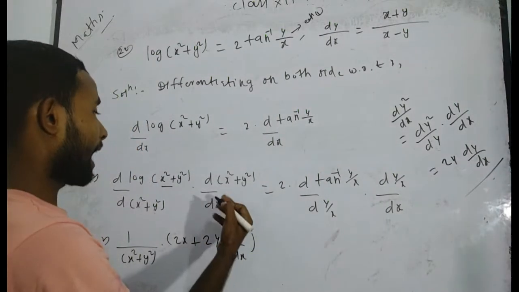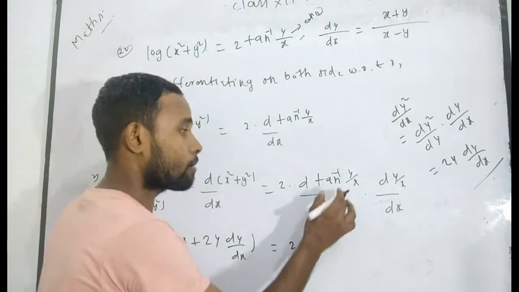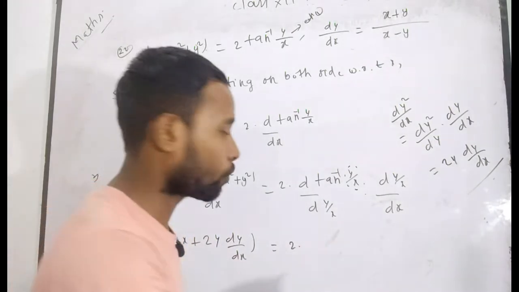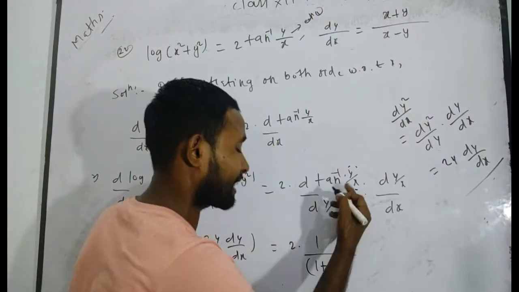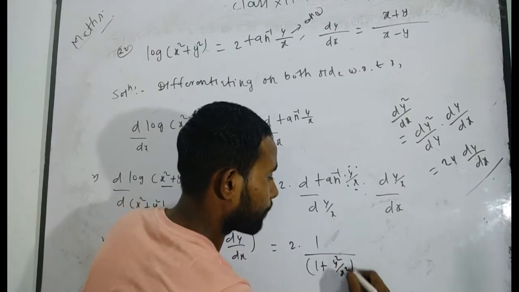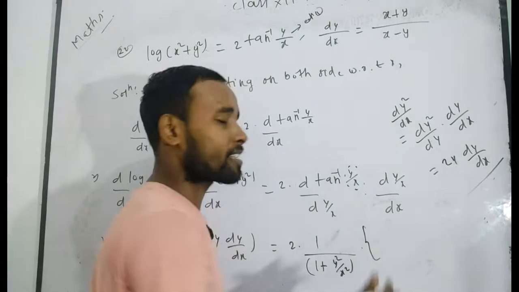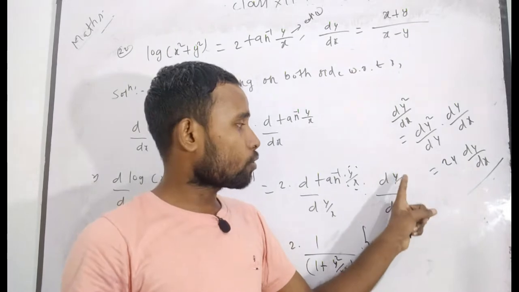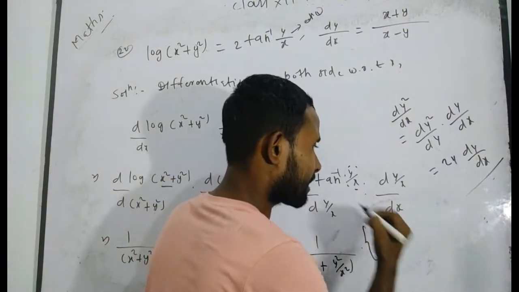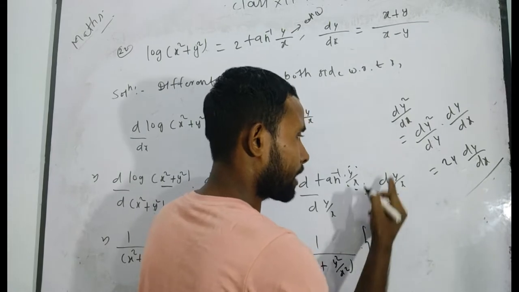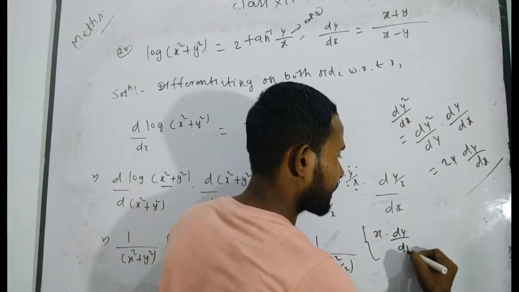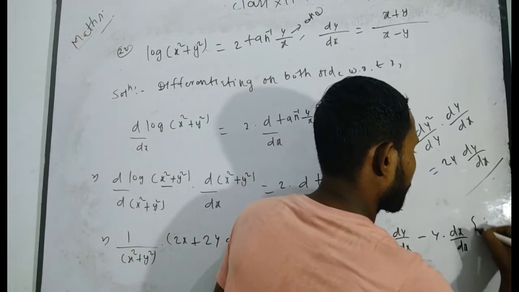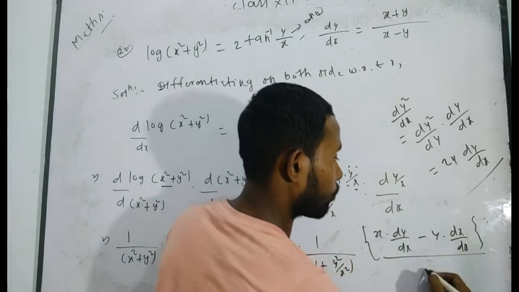Which will be 2 times the derivative. Suppose that this is p. The derivative of tan inverse p with respect to p will be 1 upon (1 plus p square), that means 1 upon (1 plus y square upon x square), into the derivative of y upon x with respect to x. Simply go through using the quotient rule: take x out and differentiate y with respect to x, again minus, take out y and differentiate x with respect to x, divided by the denominator whole square, that means x square.